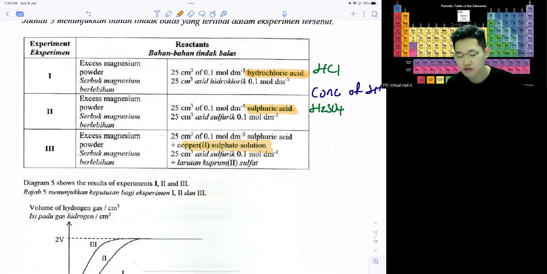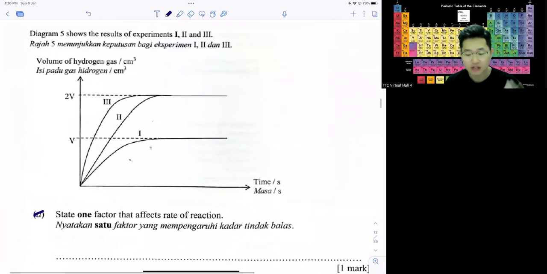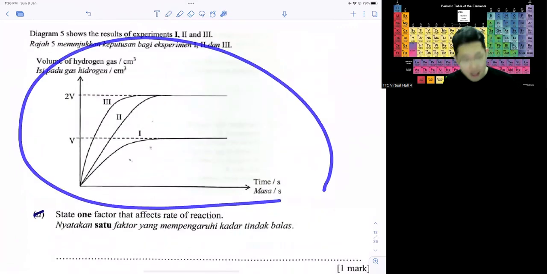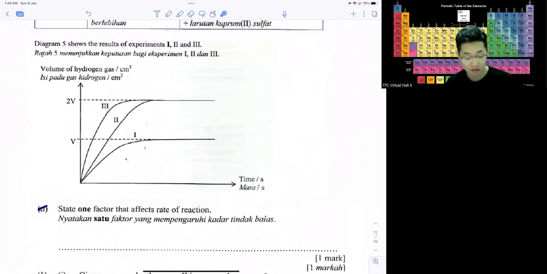And then when I compare experiment 2 with experiment 3, we can see there is this extra solution. What is this? This is a catalyst. 这样子。So the graph for the 3 sets of experiment are already given here. Okay, so question A. State the factor that affect the rate of reaction.